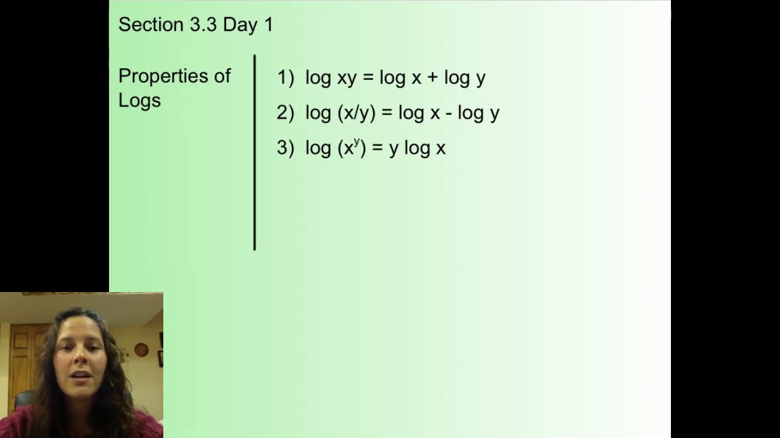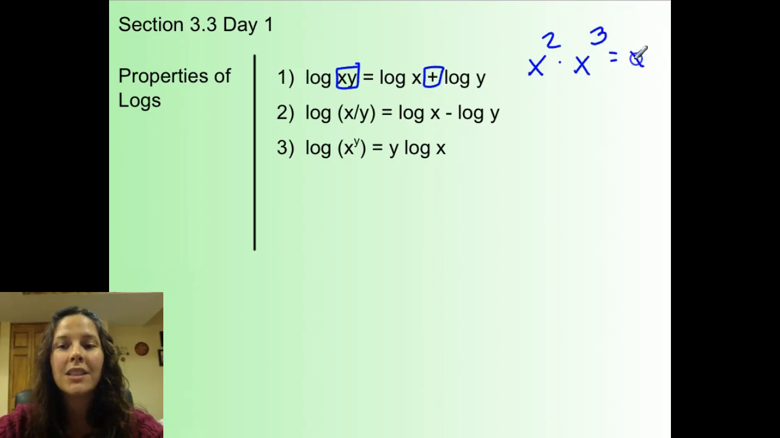When we have log of multiplication, we can turn it into addition of logs. So think about it this way with our properties of exponents. If we have x squared times x cubed, we add the exponents together. Remember, the answer of a log is the exponent. So that's why it works. We're adding the exponents together when we add the logs together. And it came from multiplication.